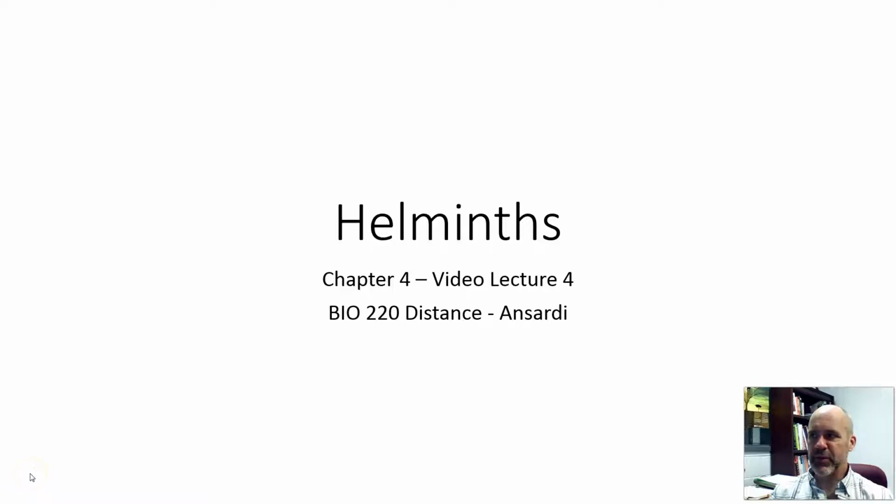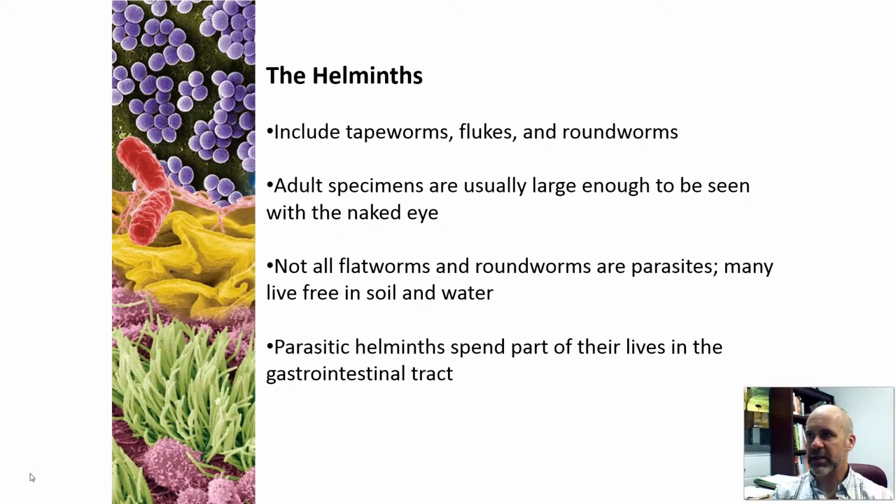The last video lecture for Chapter 4, we're going to discuss the helminths, or the parasitic worms. The helminths include members that are tapeworms, so those are long worms that have flat bodies. The flukes also have flat bodies, but they're shorter, and they usually have an end that's kind of tapered. And then the roundworms have a round, cylindrical-shaped body. Think like an earthworm.